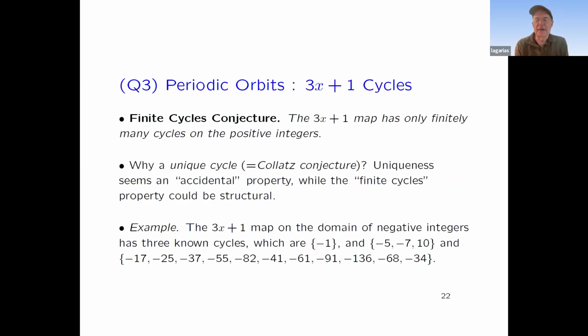Okay, the conjecture about periodic orbits, the most natural conjecture is to conjecture there are only finitely many cycles. The fact that there's a unique cycle in the positive integers seems coincidental, whereas finite cycles may be structural. And indeed, if you look on the negative integers and you think that you're going decreasing in absolute value, then there will have to be cycles, and there are 3 known cycles: -1, -5, -7, and that's a misprint for -10, and then a cycle beginning with -17.